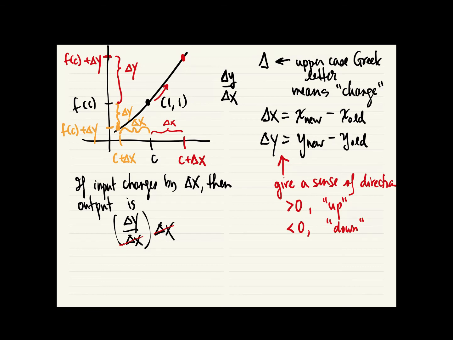So look at delta x, for example. If my new x value is bigger than my old x value, then this difference is going to be positive, because you're taking a big number and subtracting a smaller number from it. If my new value is smaller than my old value, then I'm taking a small number and subtracting from it a bigger number, and I get a negative number.